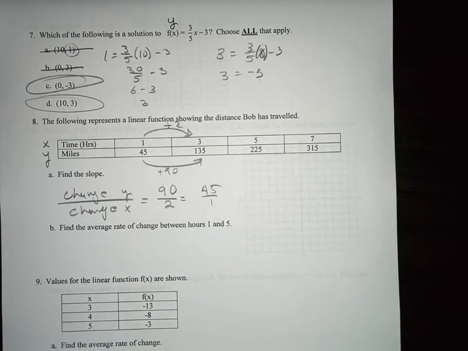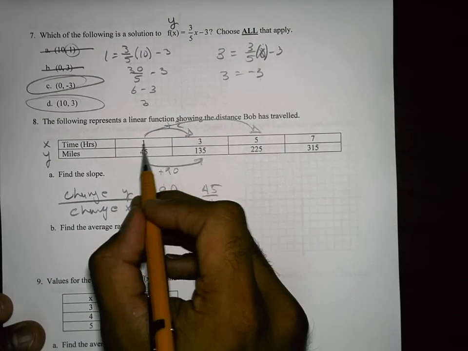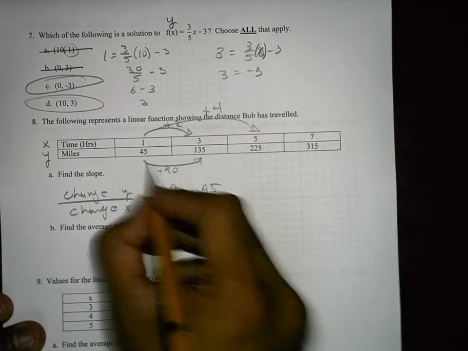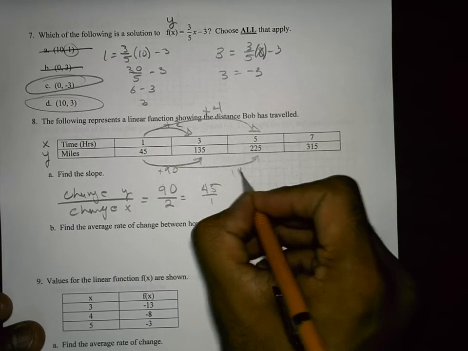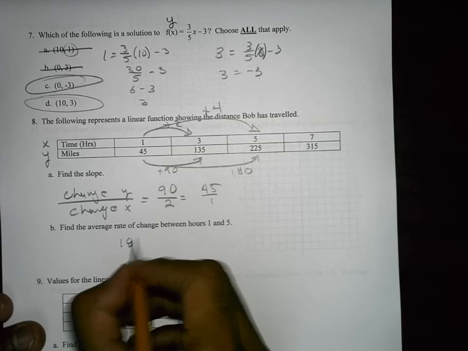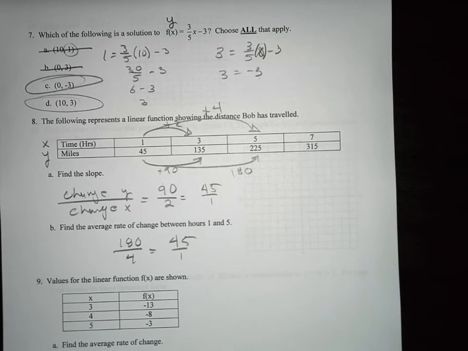Okay, and then it says find the average rate between 1 and 5, and what they're trying to get you to realize here is that the slopes are the same. So they're saying if I go from here to here, that's plus 4, and from here to here, 225 minus 45 is 180. And so when I do that one, I get 180 over 4, and that reduces to 45 over 1, showing that it's really the same thing. Okay.